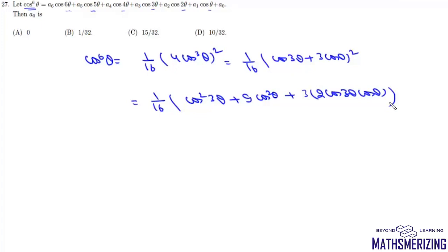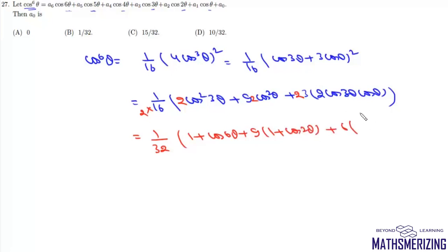Now we'll multiply and divide it with 2 also. So we'll multiply it with 2 and divide it with 2, so we'll get this as 1 upon 32. Now 2 cos square 3 theta is 1 plus cos 6 theta, and here it will be 9 times 1 plus cos 2 theta. Here it will be 6, and then 2 cos A cos B is cos A plus B plus cos A minus B.